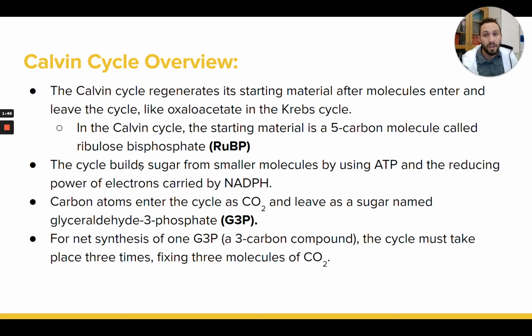We're going to need the ATP and those electrons from NADPH to start putting together smaller molecules to start building sugar. In this cycle, we're going to see an input of small molecules in the form of CO2, carbon dioxide. And as a result of this cycle, we're going to see an output of a small sugar called glyceraldehyde 3-phosphate, or G3P. In order to make one G3P molecule, which is a 3-carbon molecule, the Calvin cycle is going to have to happen 3 times. So every 3 cycles of the Calvin cycle, you're going to end up making one G3P.